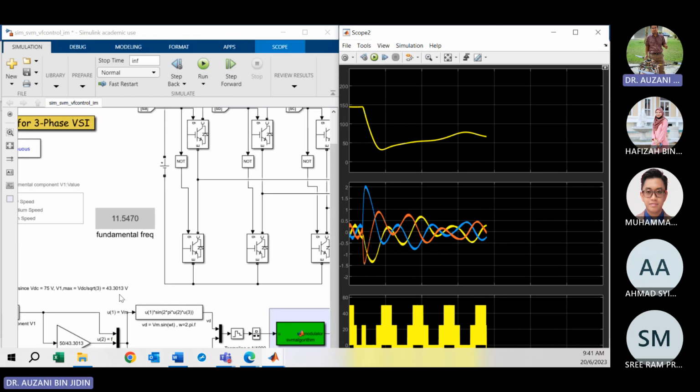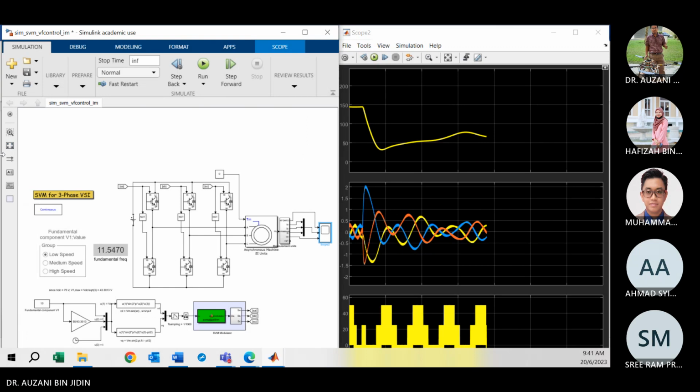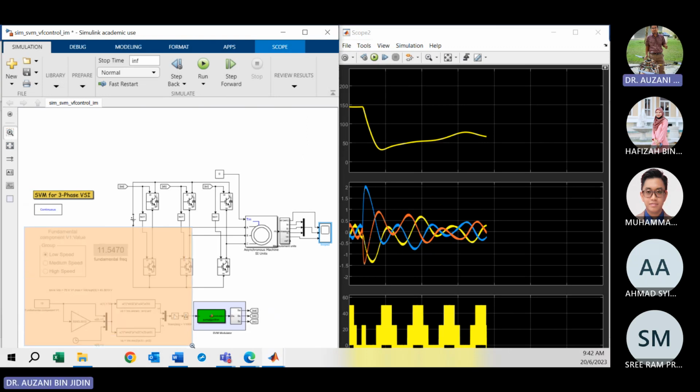Macam mana nak scroll? Sorry. So here ni. Saya magnify this part.